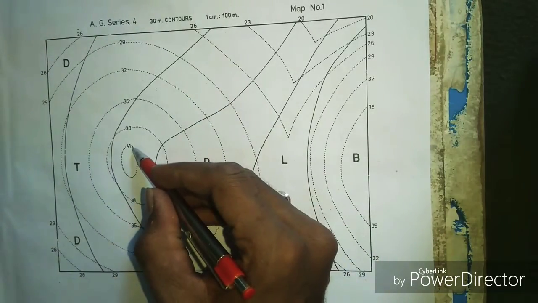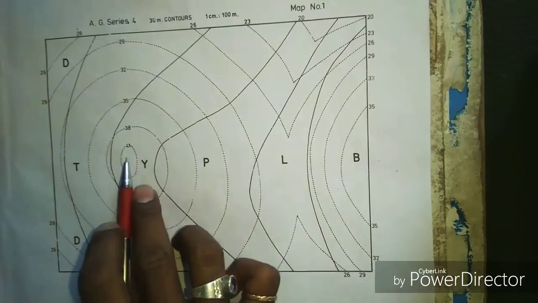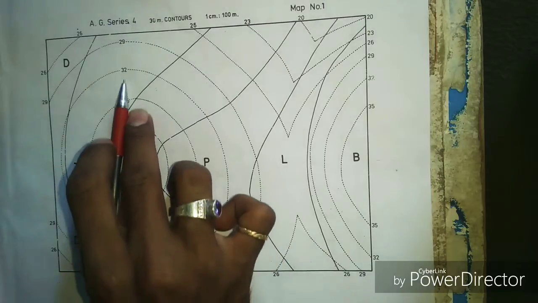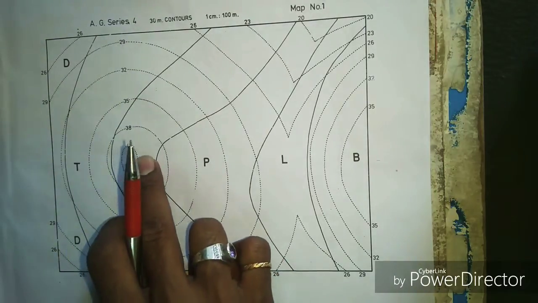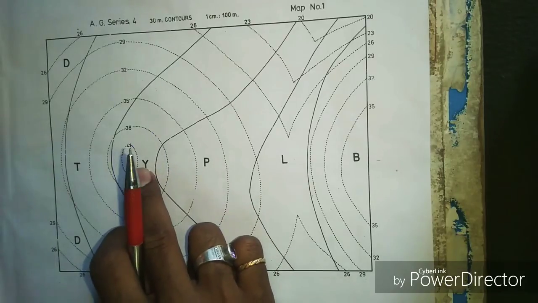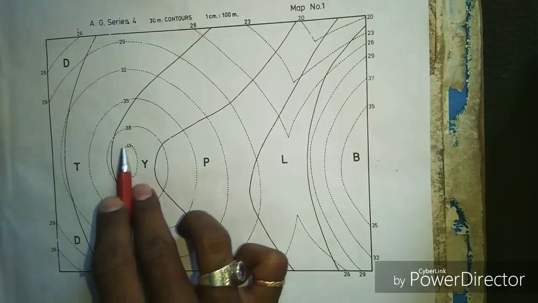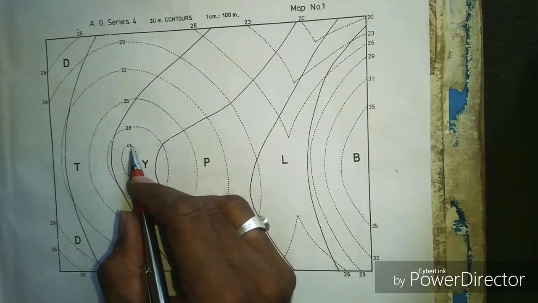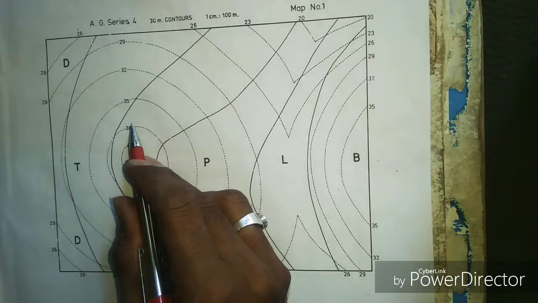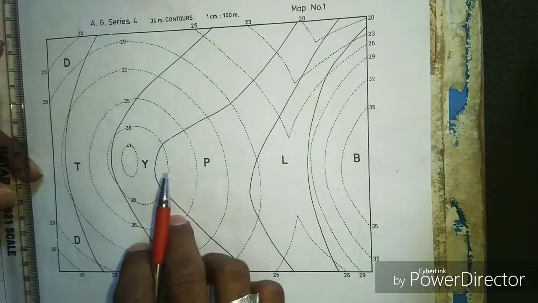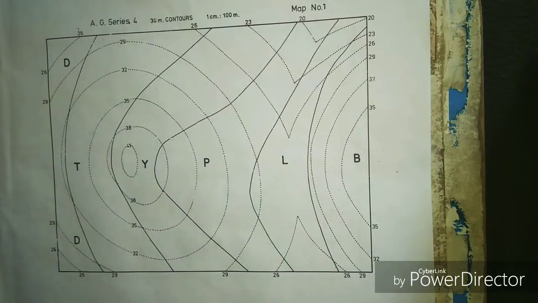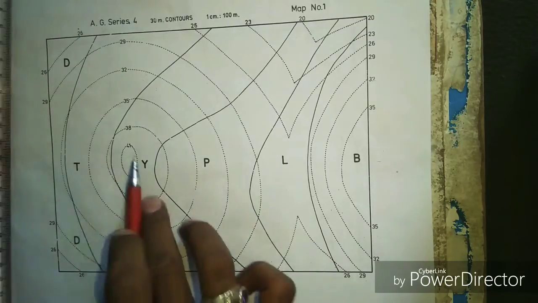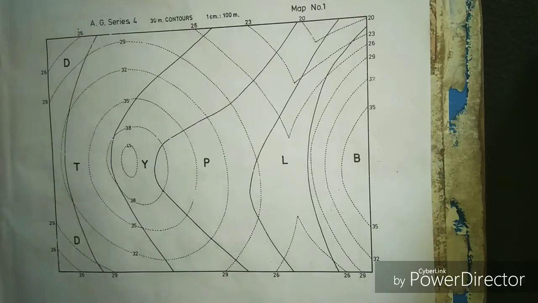If the concentric circles have the maximum value at the center and the value decreases away from the center, it is a highly elevated portion, a hill-like or dome-like portion. And if the value at the center of the concentric rings is less and increases away from the center, then that area is a depression-like or basinal structure. So this is a hilly, isolated hill portion.